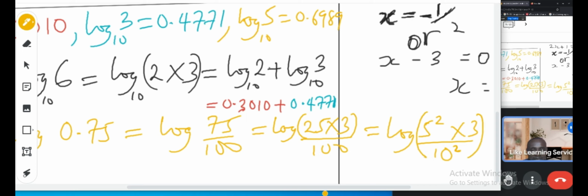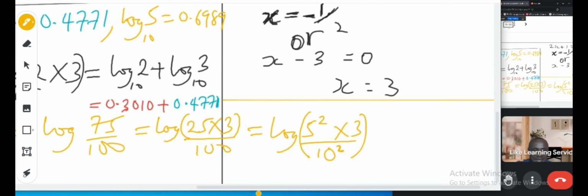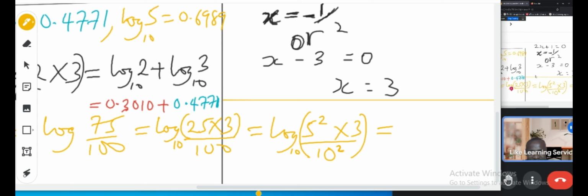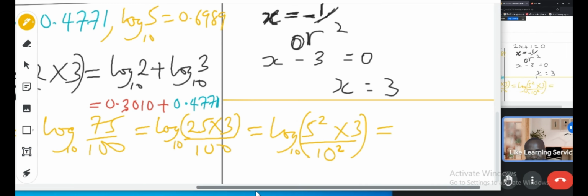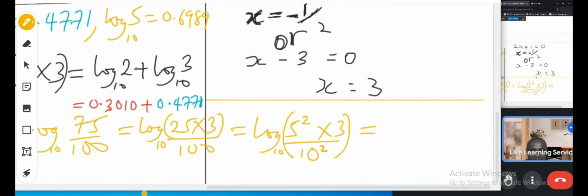So from here, you should be able to simplify it. Can you? Do you know what to do? This is saying apply the rule. For multiplication you add, is it not? Yeah. For division you subtract. Remember, all of them are in base 10. They're all in base 10. For multiplication you add. For division you subtract.